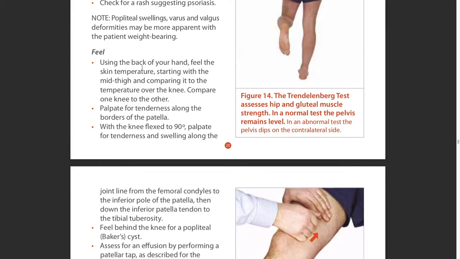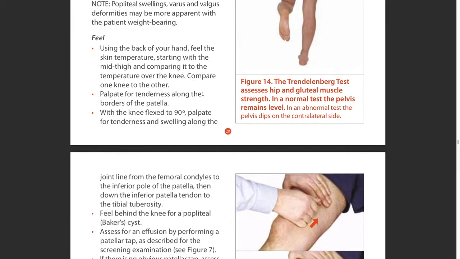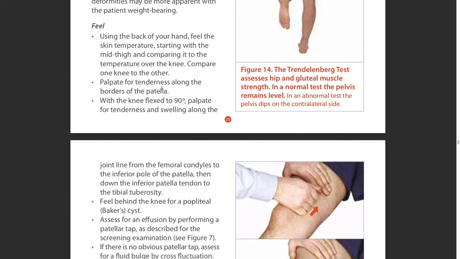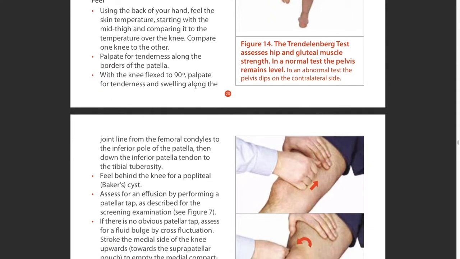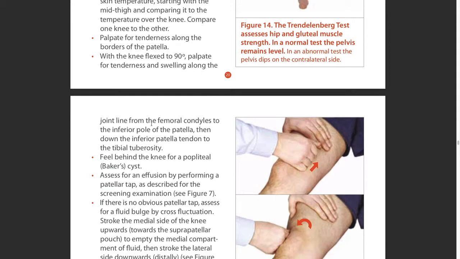Look, feel, move, function test. Feel. Using the back of your hand, feel the skin temperature starting with the mid-thigh and comparing it to the temperature over the knee. Compare one knee to the other. Okay, palpate for tenderness along the borders of the patella. With the knee flexed to 90 degrees, palpate for tenderness and swelling along the joint line from the femoral condyles to the inferior pole of the patella, then down the inferior patellar tendon to the tibial tuberosity.